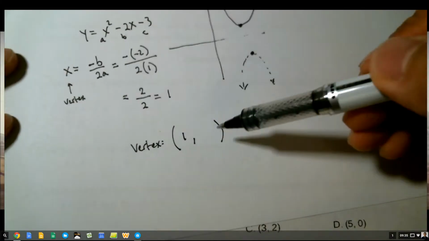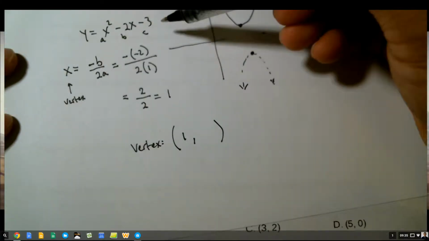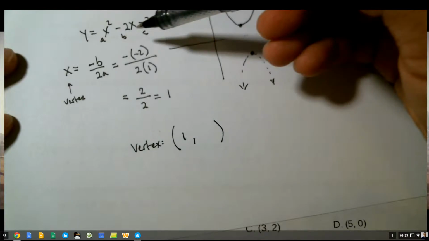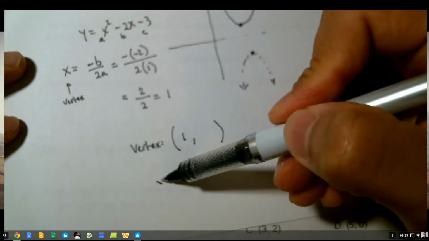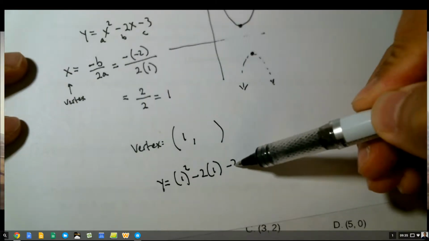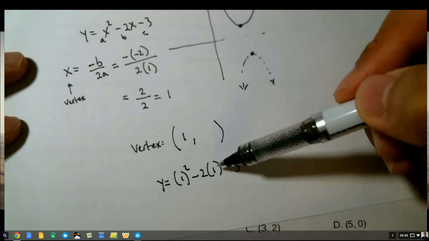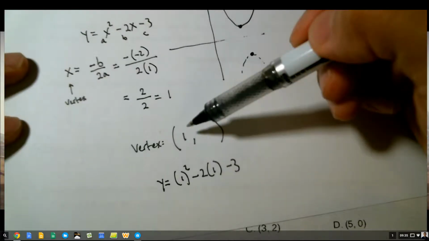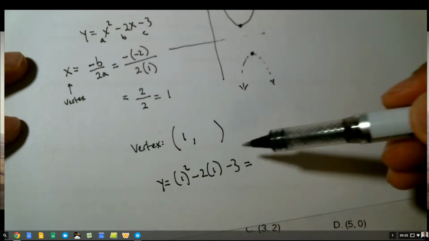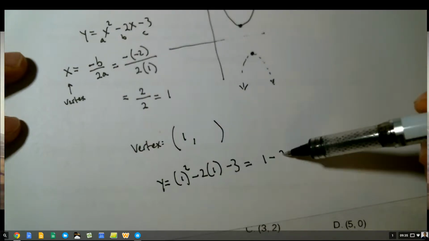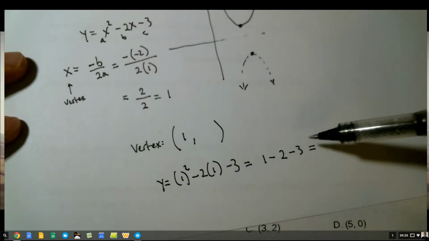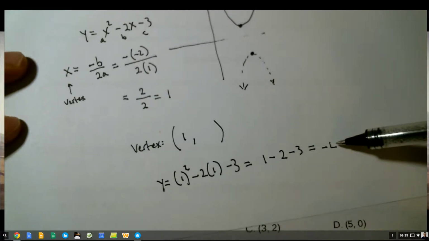Now our job is to find the y value. How do we do that? We plug 1 into the original equation and see what the y value is. So let's do that. Y is equal to 1 squared minus 2 times 1 minus 3. I simply plug 1 in for x. And what is that equal to? 1 squared is 1, minus 2, minus 3. 1 minus 2 is negative 1. Negative 1 minus 3 is negative 4.